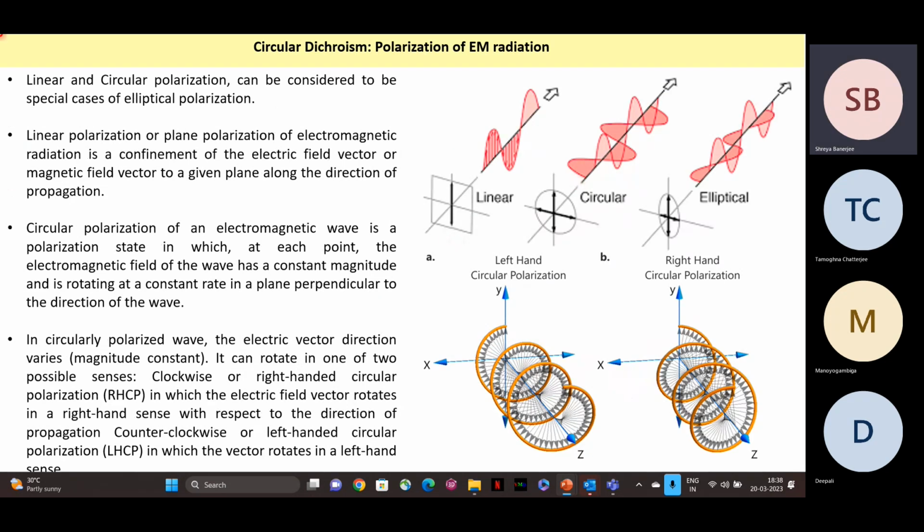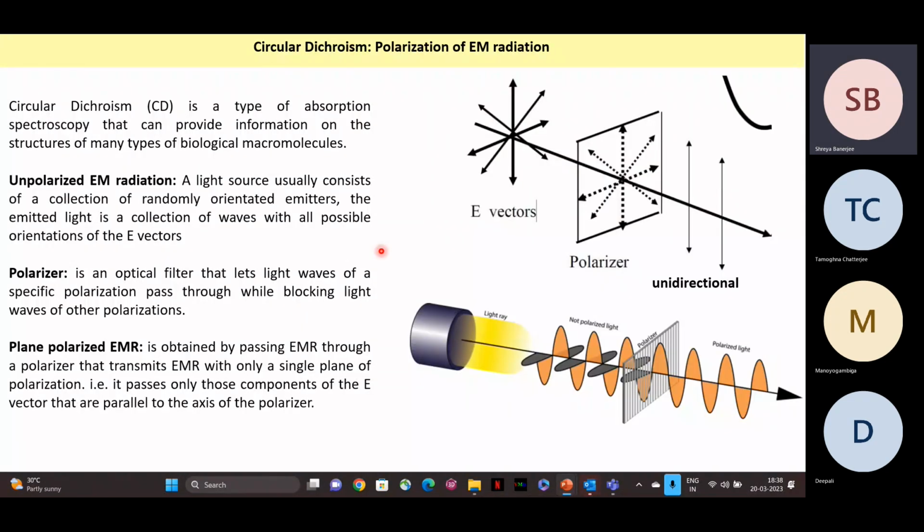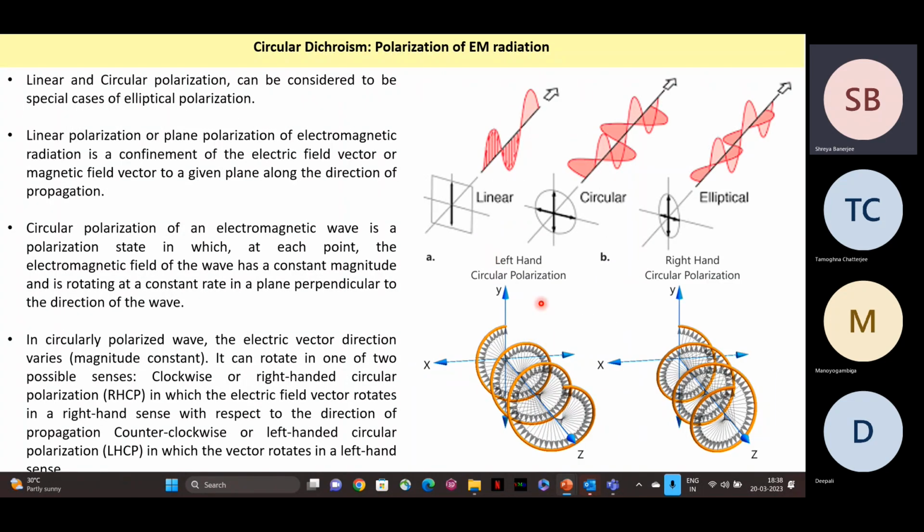The polarization that we learned in the previous slide is plane polarization or line polarization. But the kind of polarization that is important for circular dichroism is known as circular polarization. So circular polarization is a polarization state in which at each point of the electromagnetic field, the wave has a constant magnitude and is rotating at a constant rate in a plane perpendicular to the direction of the wave.